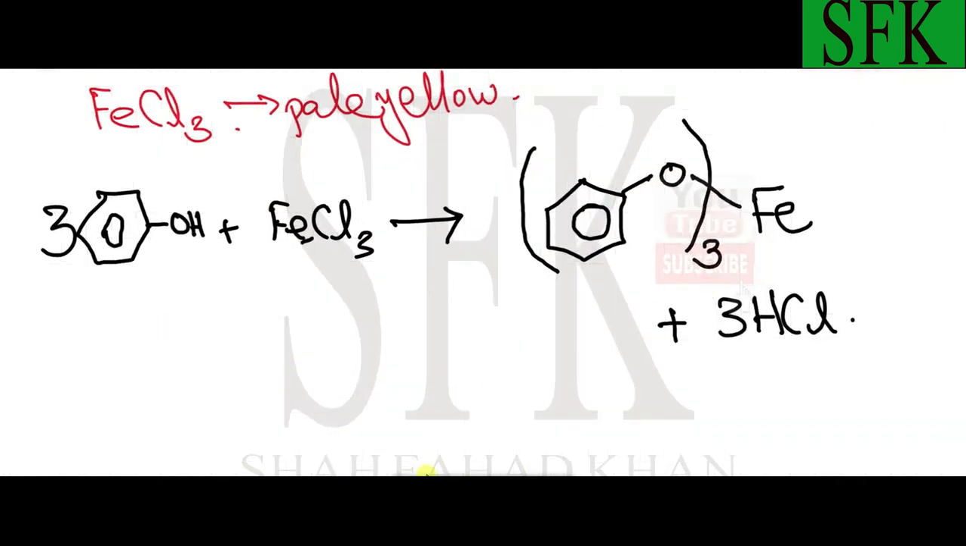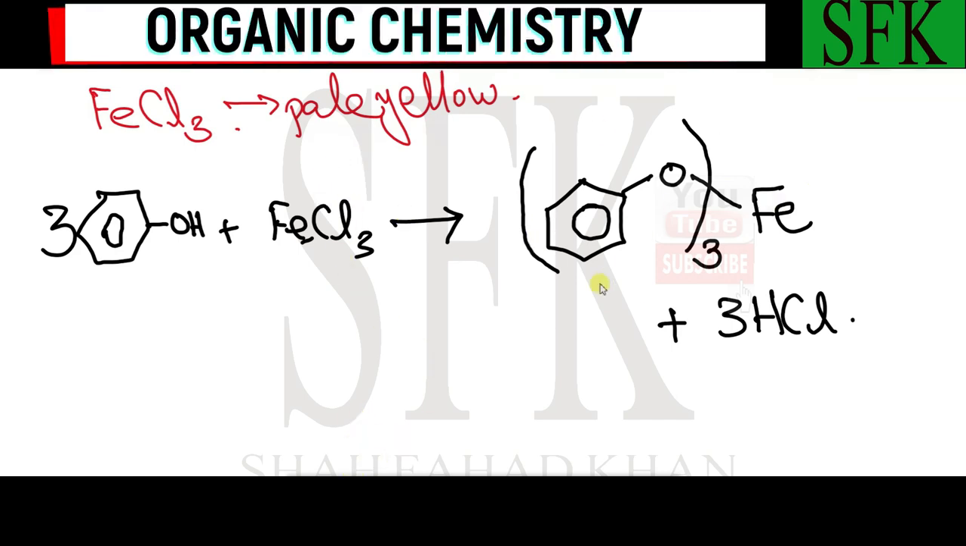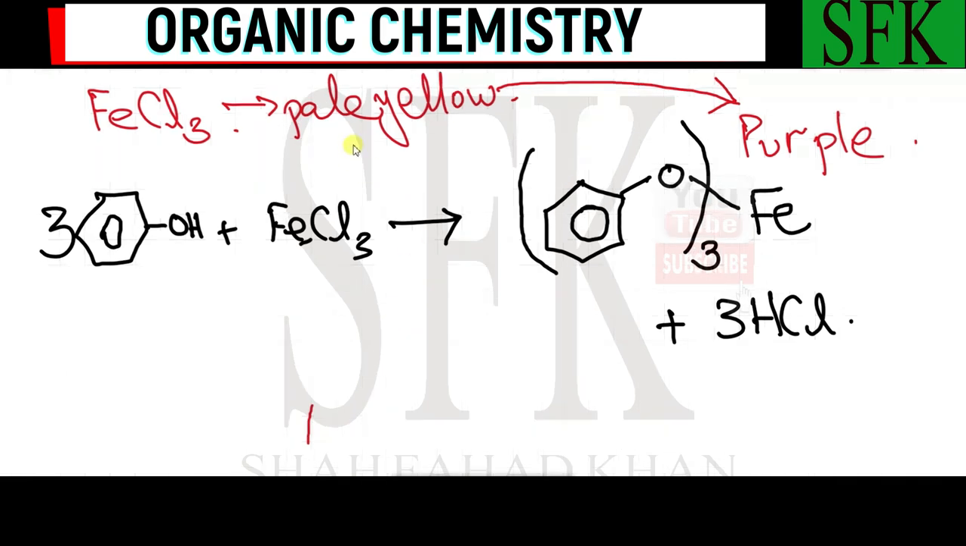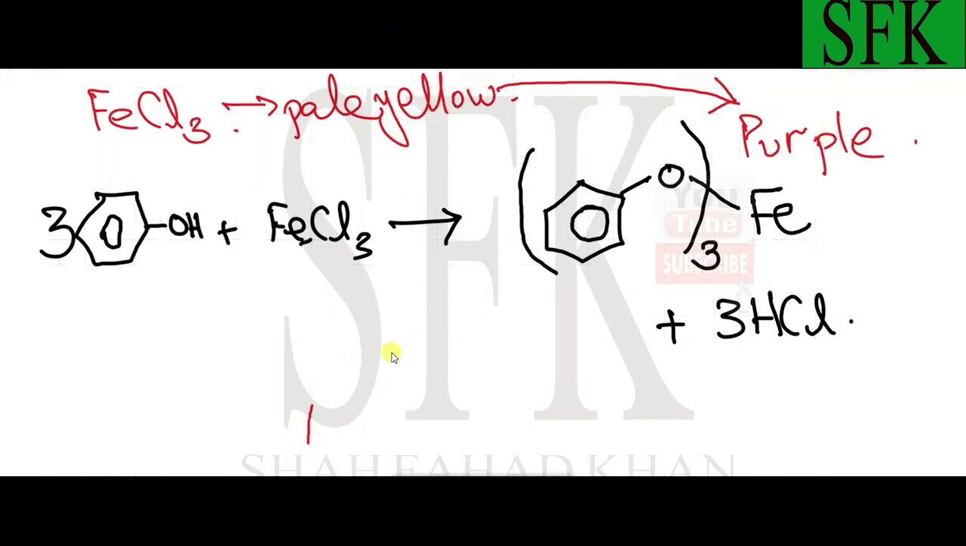So this is basically the equation, and in this case the final color of the product is purple. So the test is yellow to purple for positive phenol. So the positive test is change of the color from yellow to purple. So the final color change is yellow to purple.